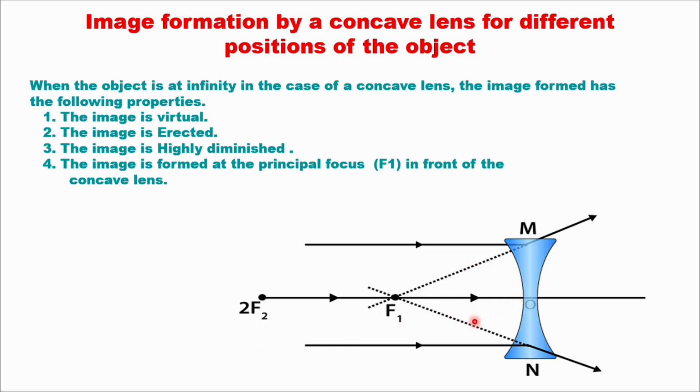That is, this dotted line indicates that it appears to diverge. So what is the nature? The image is virtual, the image is erect, and also the image is highly diminished. That is, very small in size.